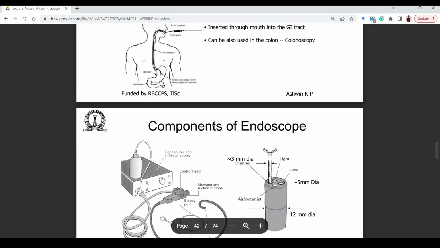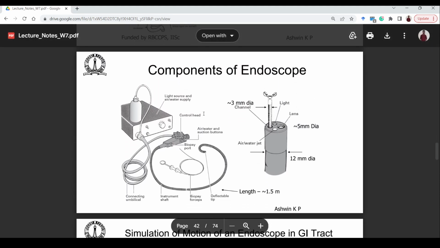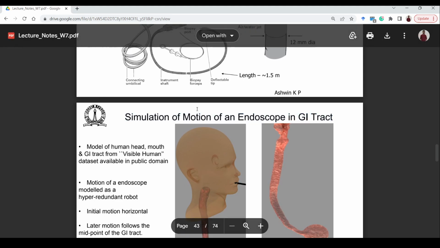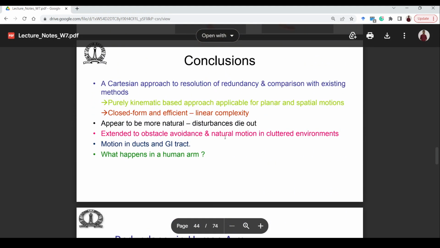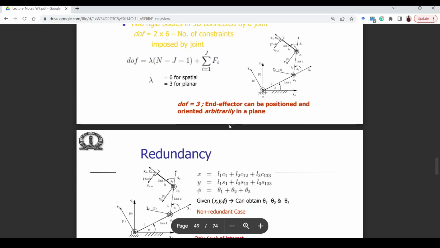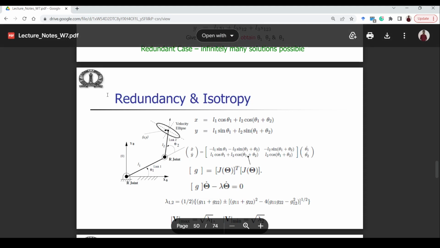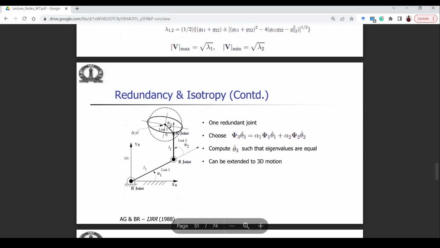Okay, and then there was a discussion on endoscopes. I think this endoscope was also discussed in the flexible manipulators lecture, lecture 3. And then there was a discussion on redundancy resolution for a human arm. And then there was one more application of redundancy resolution, that of reshaping the velocity ellipsoid.